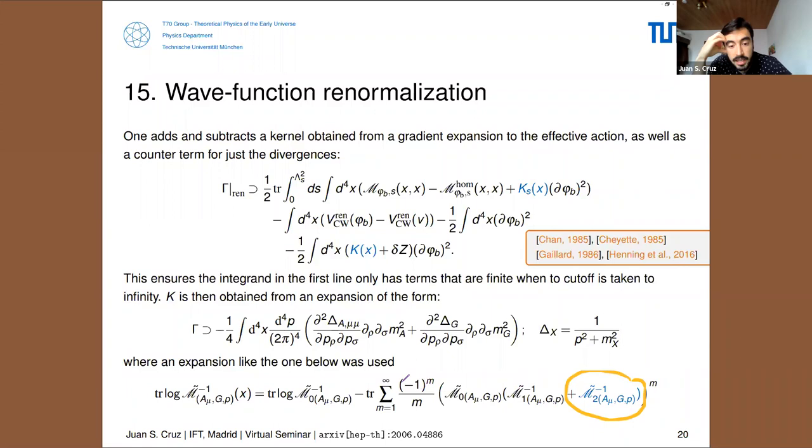And it turns out that once you expand in this gradient expansion, after you conjugated the effective action, you can see that the terms proportional to gradients are coming out from here, and they look like the ones that I write here.